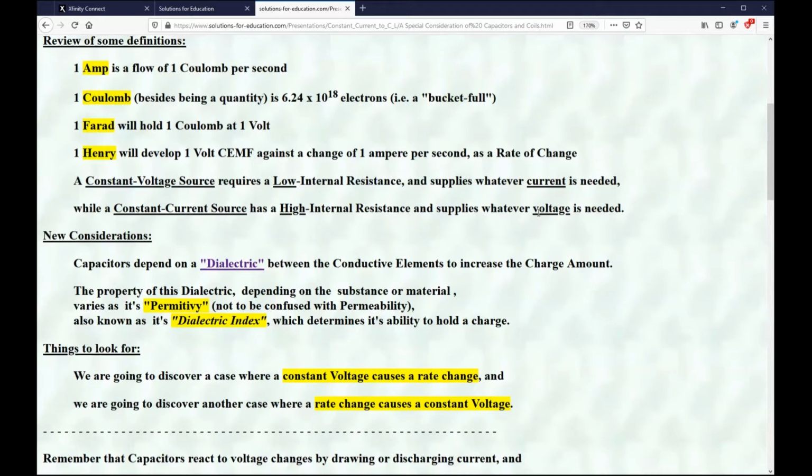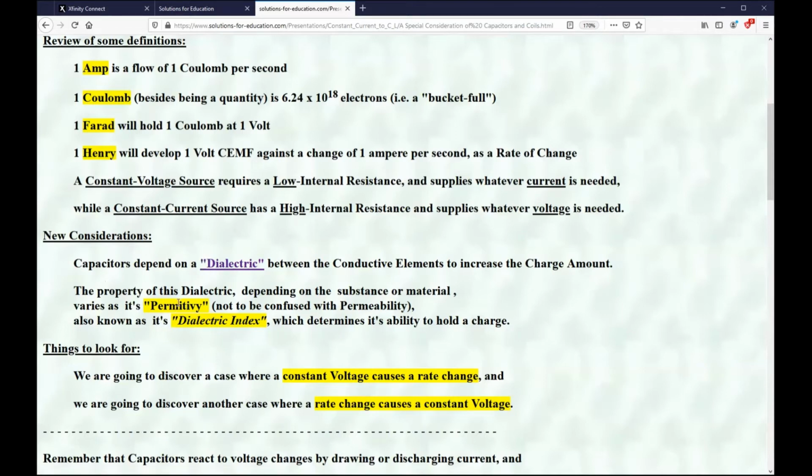We'll talk about that after a while. Now there's some new considerations. This in here is one I have always enjoyed. Capacitors depend on a dielectric between the conductive elements. We don't think of that very often. We usually think, well, a capacitor is a capacitor. Well, we now have to think about this tonight. This is going to be a key factor for some of our discussions.